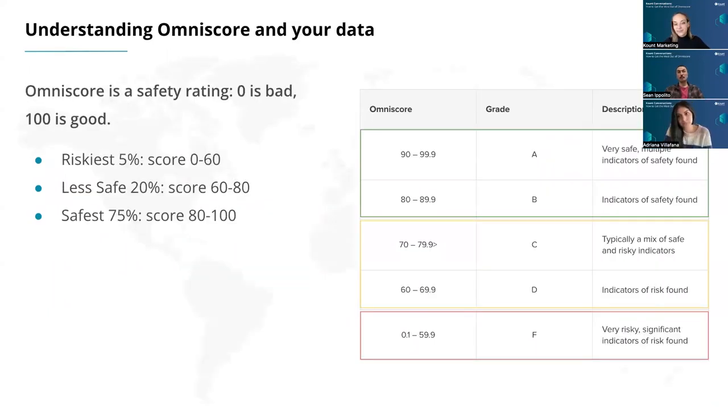So simply put, Omniscore is a safety rating. 0 is bad, 100 is good.